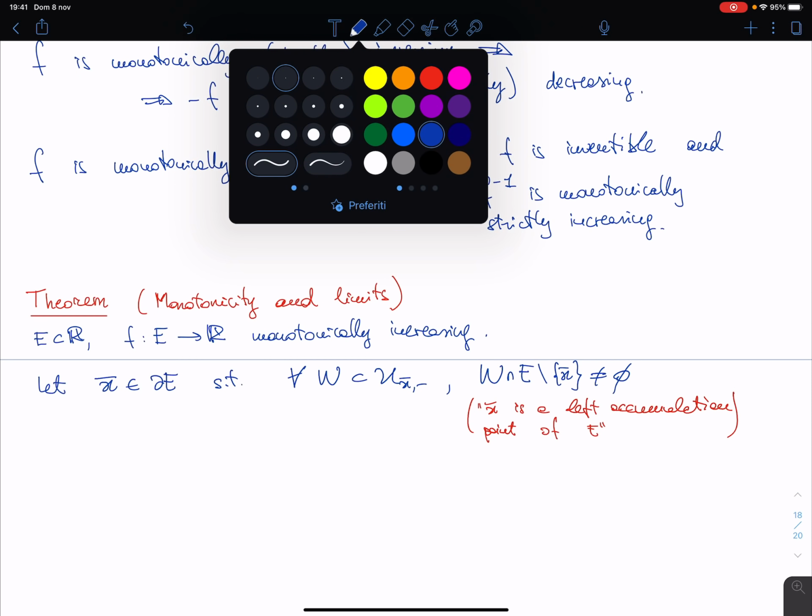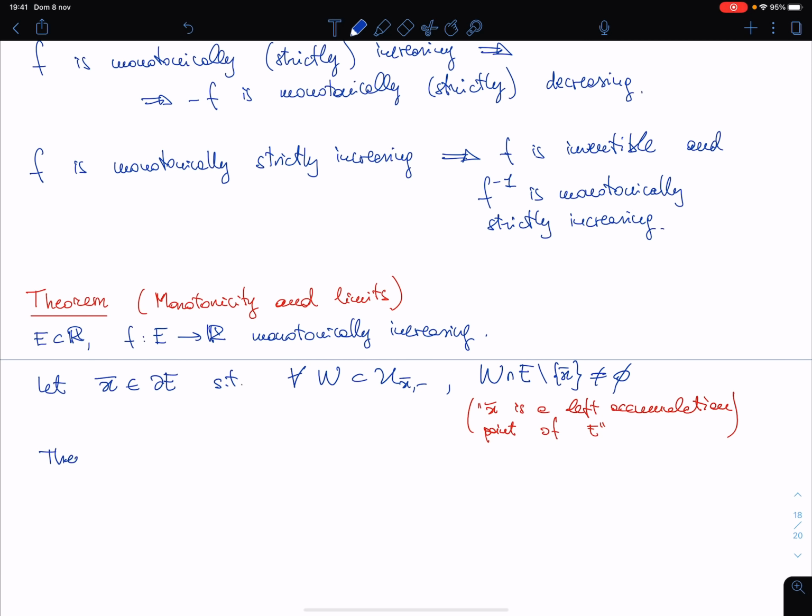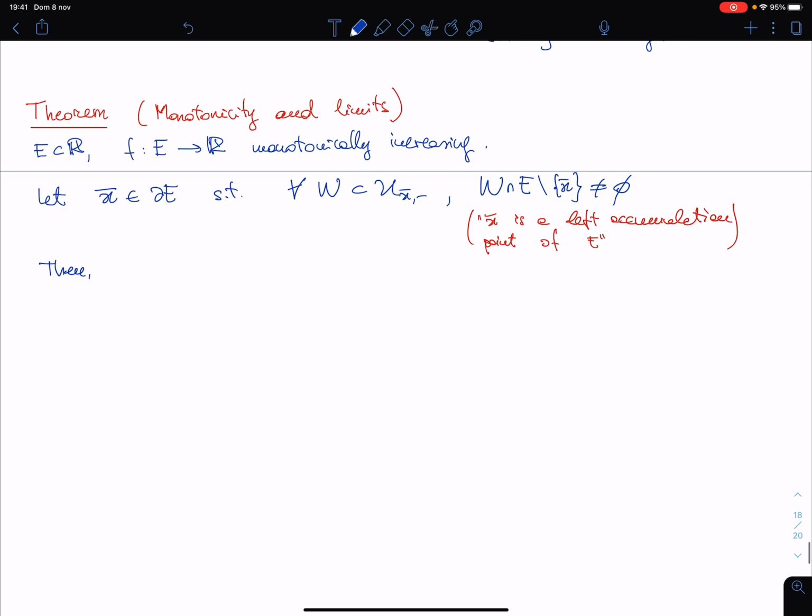So then, whenever it is possible to take the limit from the left, this is the philosophy of the theorem, we have that the limit for x going to x bar from the left of f of x is equal to the supremum of f of x, where x has to be taken, of course, in the domain of f in order to be able to write f of x, and x is less than x bar.